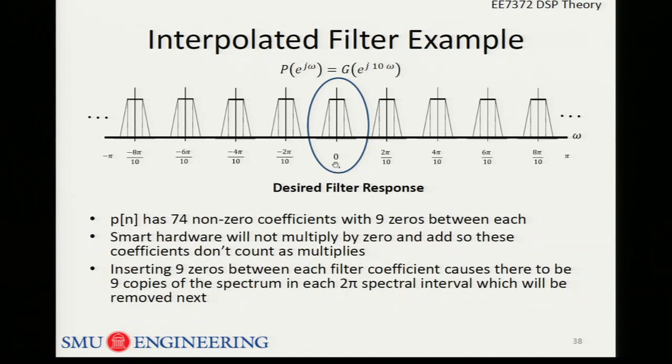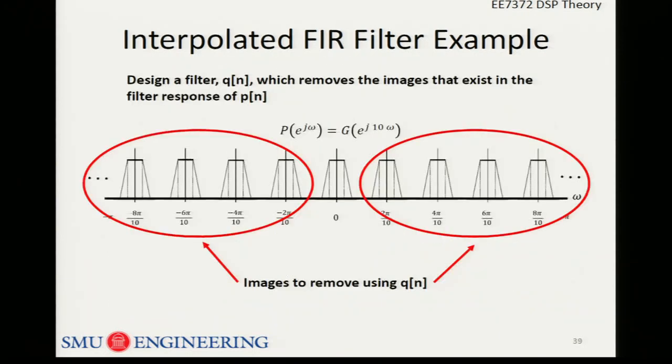So we've got our p[n]. We know it has this weird property. So what do we do? We get rid of the images by going to a q[n], right? So how do we do that? Well, we're just going to filter the frequency response of P(e^jω) as if it was a signal, and we need to get rid of those images. So now we just need to design a new filter to filter the filter, right?